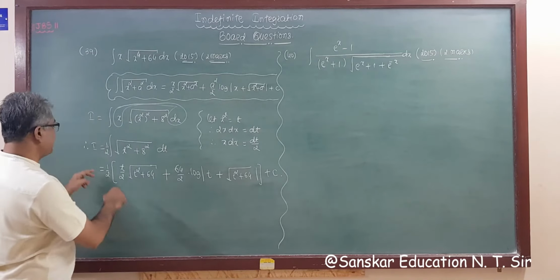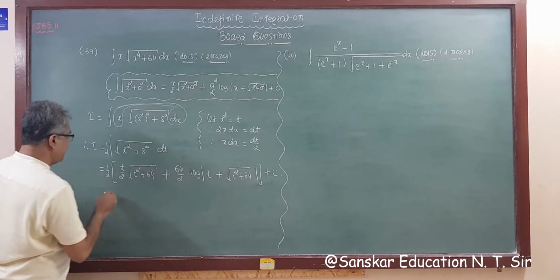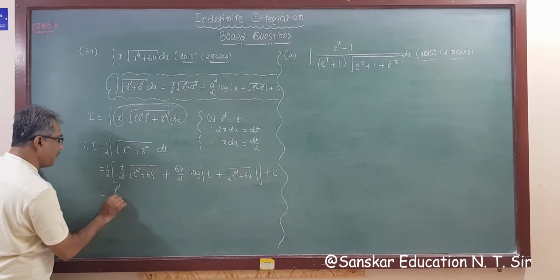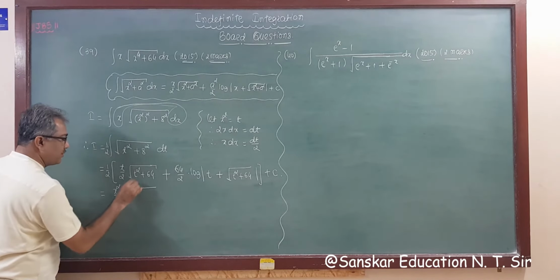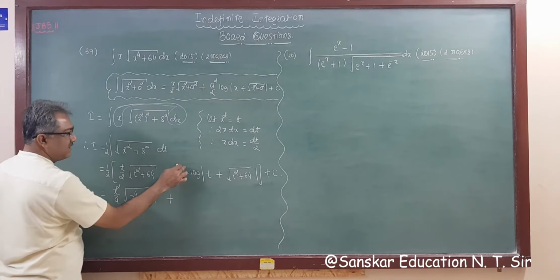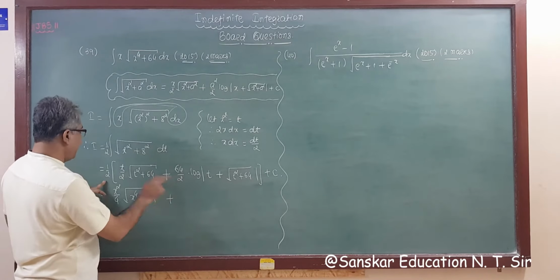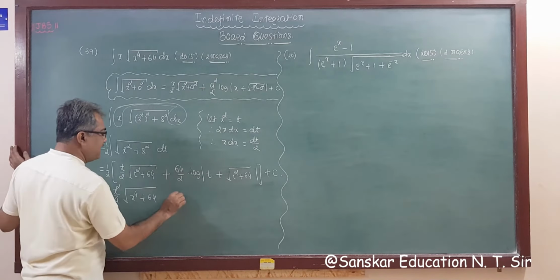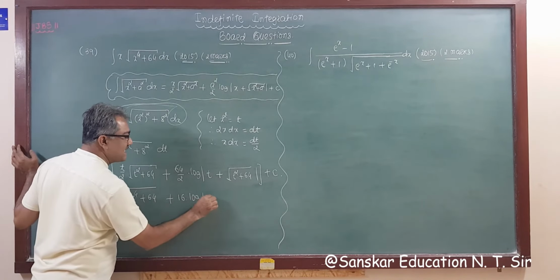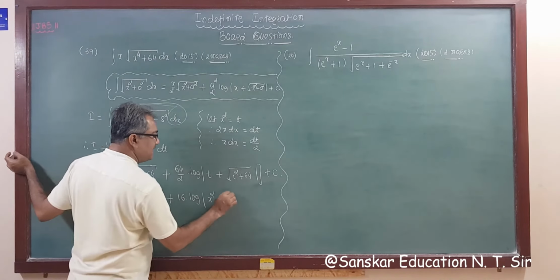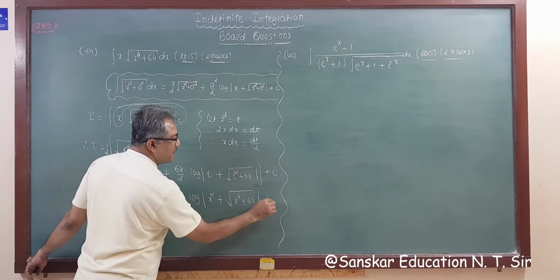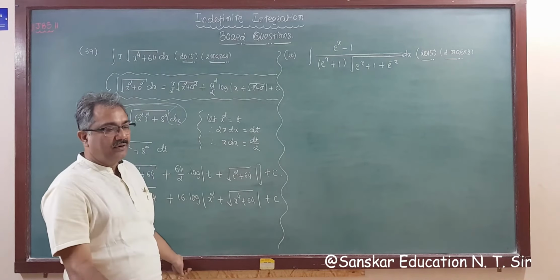Okay. So this is t. t is x square. So this is x square by 4 into square root of x raised to 4 plus 64, right? Plus this is 32, and again divided by 2, that is 16. Log mod t is x square plus under root t square, that is x raised to 4 plus 64, and plus c. So this is your final answer.